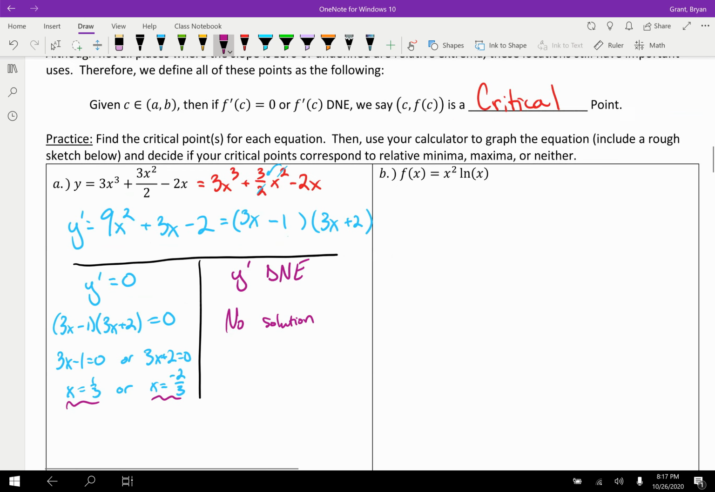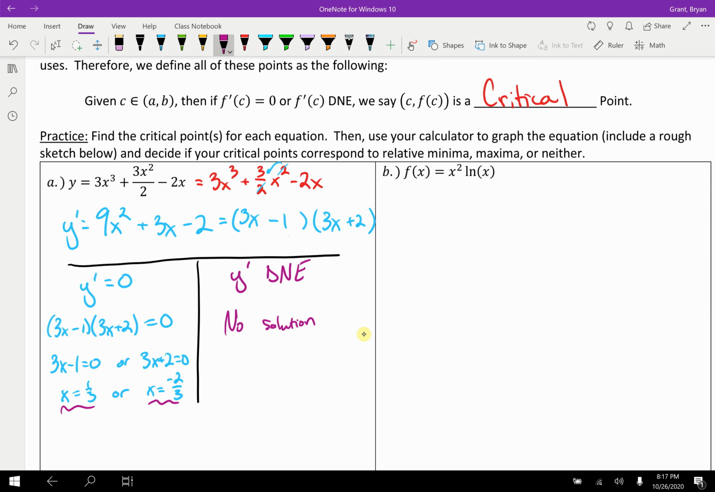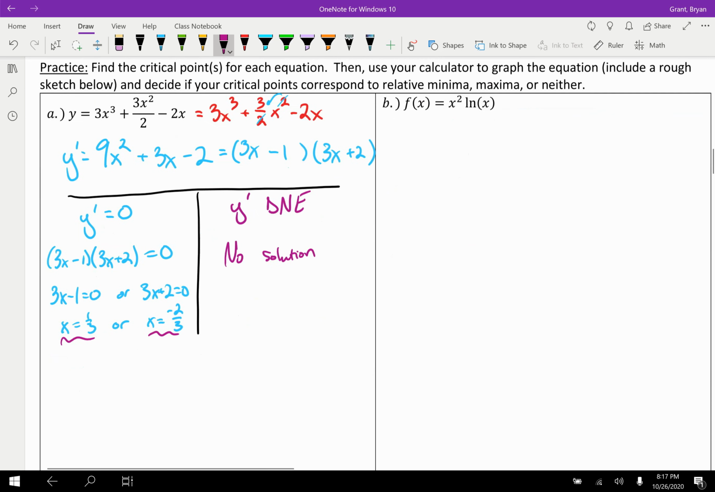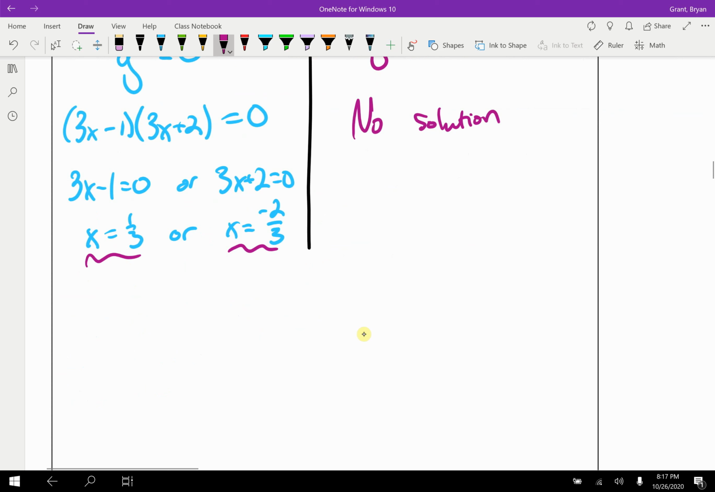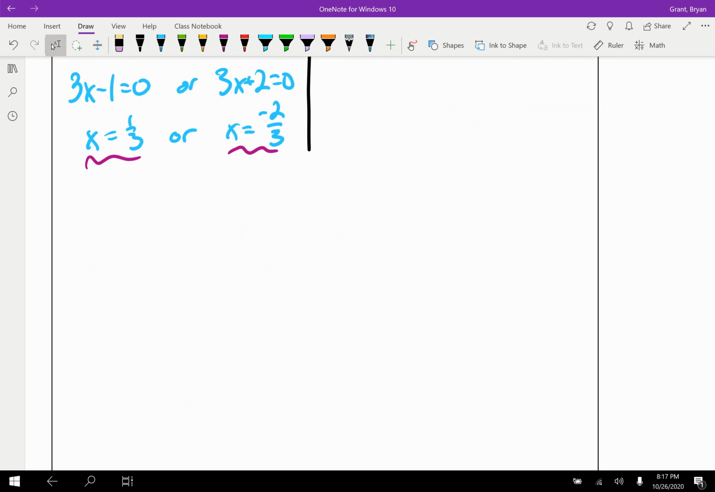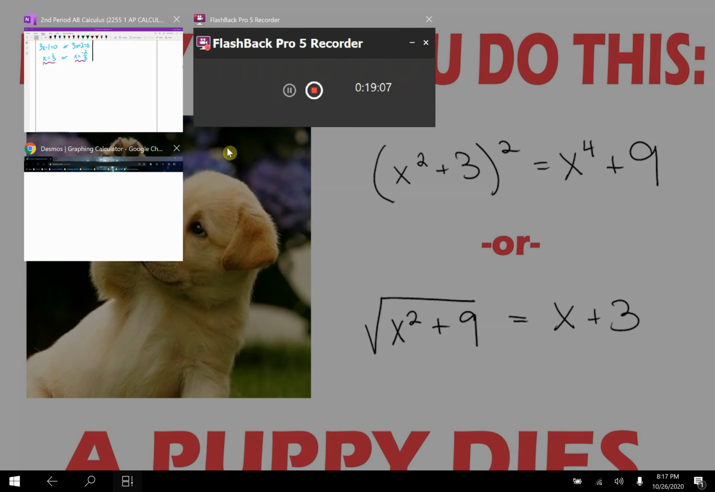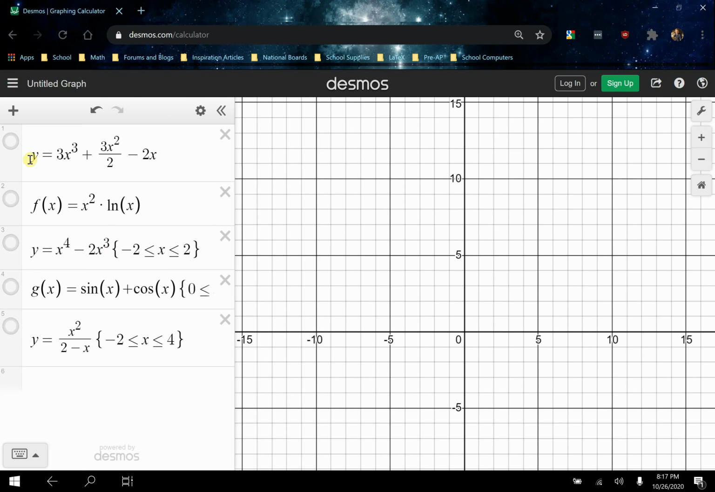Is that it? No, it says use your calculator to graph this equation and decide if your critical points are relative mins, maxes, or neither. Because at this point, I don't know what these are. This is just places where the slope is 0. So I'm going to go ahead and pull up the graph because I have that ready for us. Look at me being prepared. I'm so proud of myself.